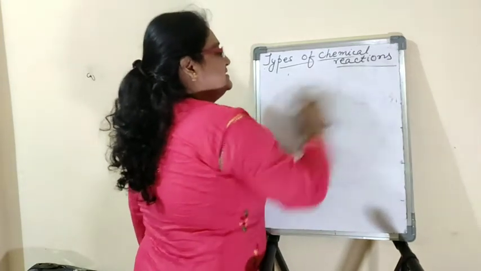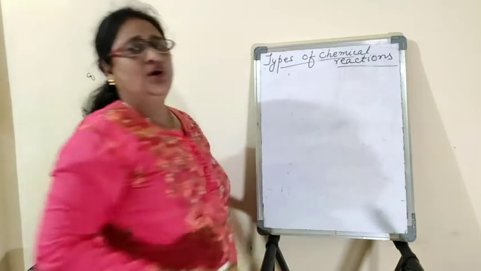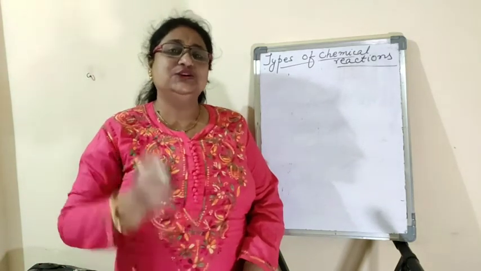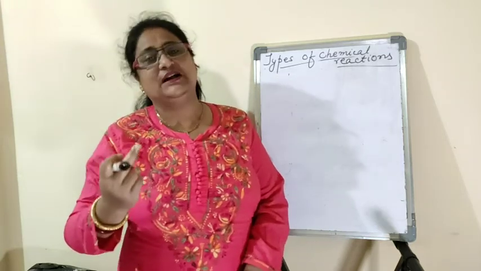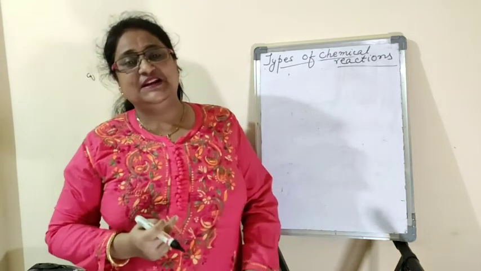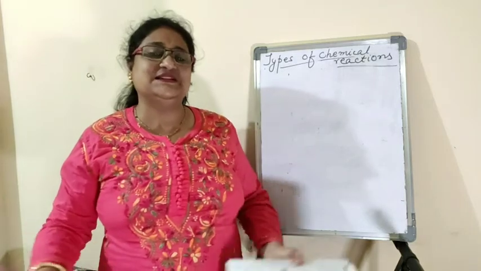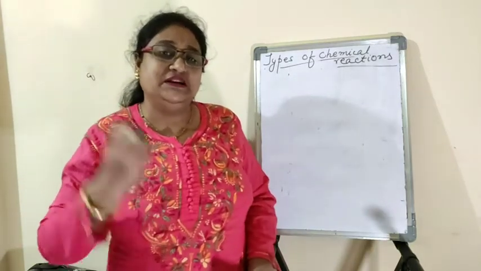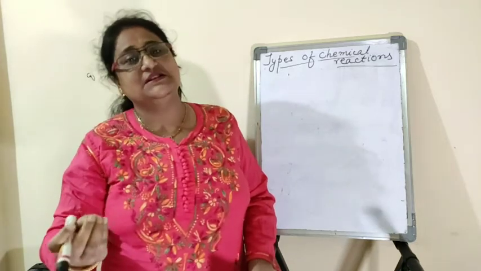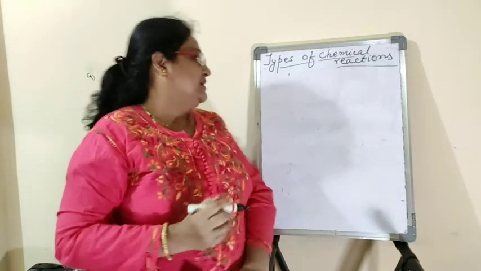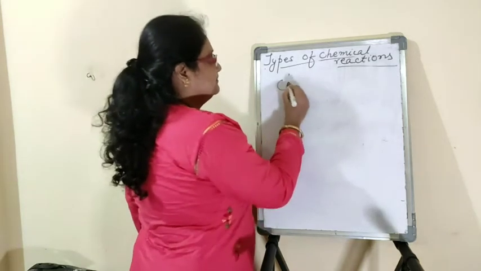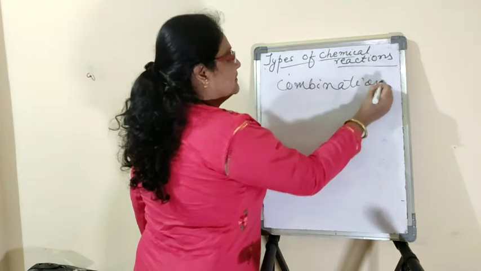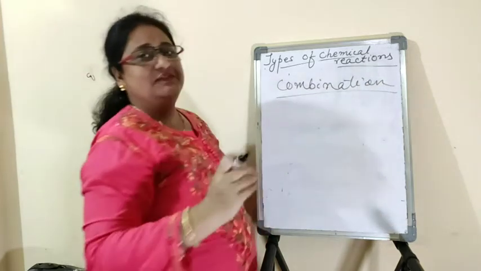As the name says, when 2 or more reactants react with each other to produce only one product, it is known as a combination reaction. That means, as the name says, when the reactants combine with each other to produce a new product, it is known as the combination reaction. So let's take some examples. I will start with the simple one.